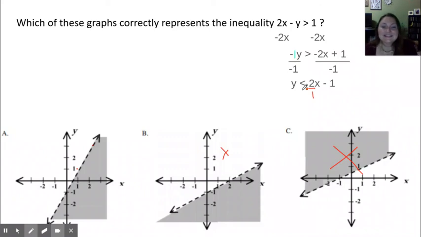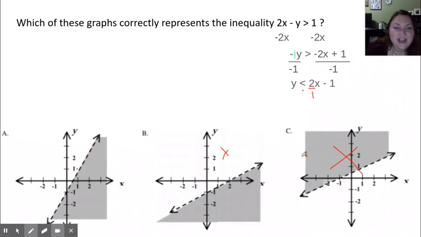With it being a less than sign, there's 2 things you know. Because it's less than and not less than or equal to, it should mean it's a dotted line. That doesn't really help us here because they're all dotted. So there's nothing I could eliminate with that information. The other thing is because it's a less than sign, that means something about your shading. Less than means you should be shading below the line.